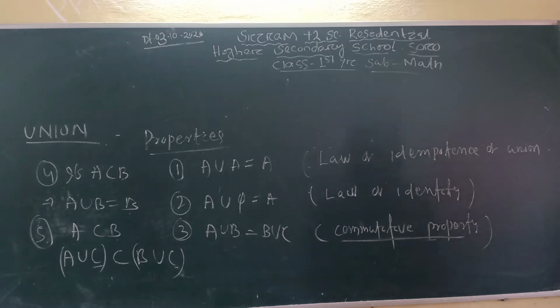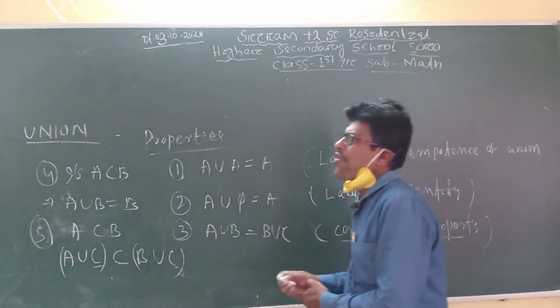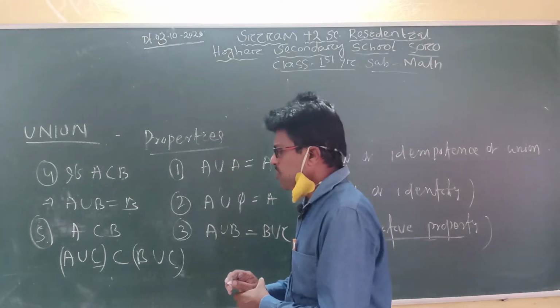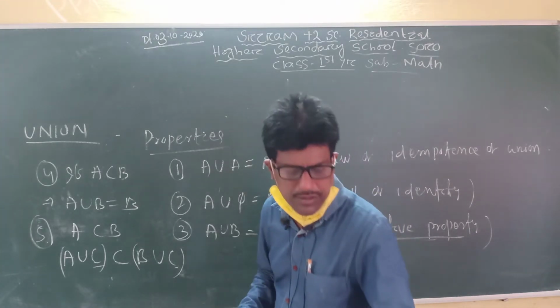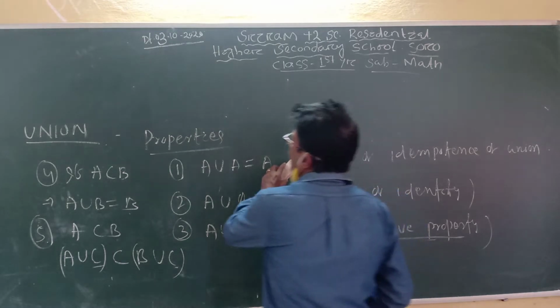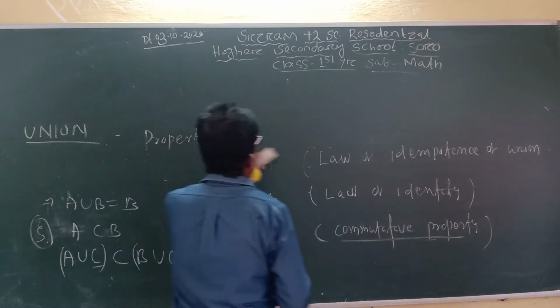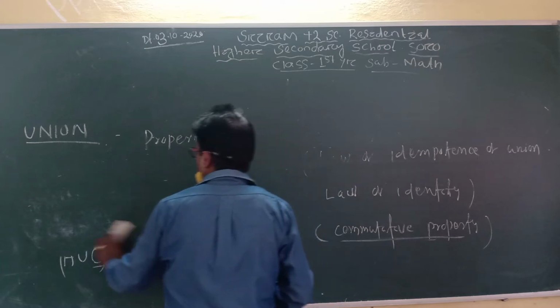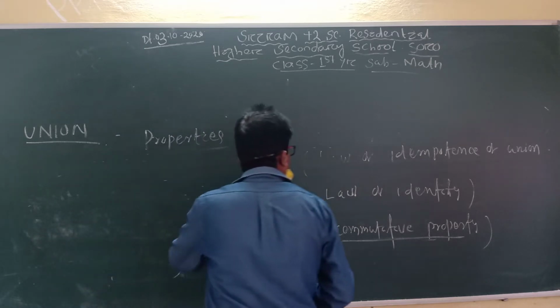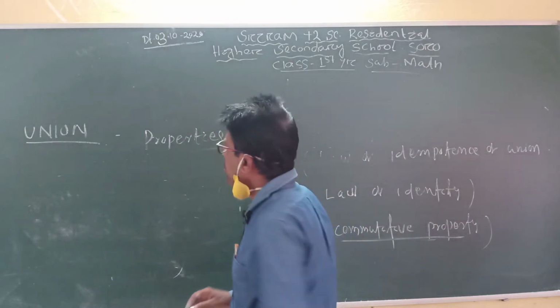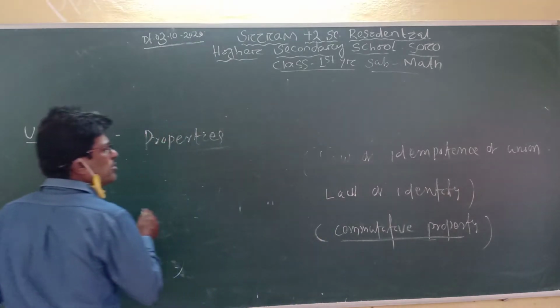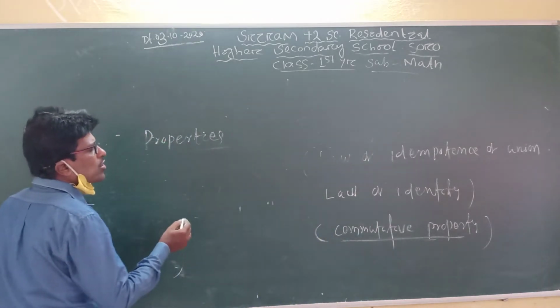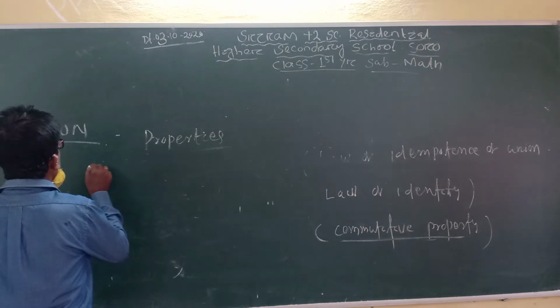Then the associative property. Associative in Odia is called Sahajogi. The last property is the sixth property. Associative means Sahajogi, and commutative means Krama Binimai.